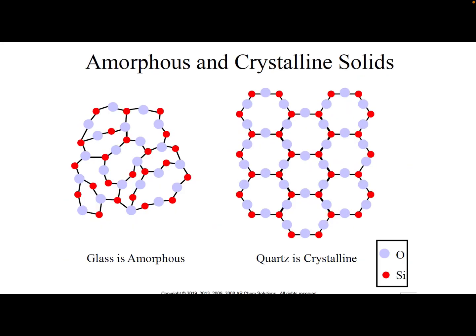And then the next slide looks at amorphous and crystalline solids. Understand that glass is amorphous and quartz is crystalline. And think about the ability to break each of them, okay? It's kind of easy to break glass. And if you look at the structure, you can probably see why. Quartz is usually a lot more sturdy.